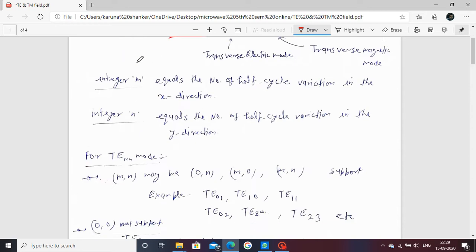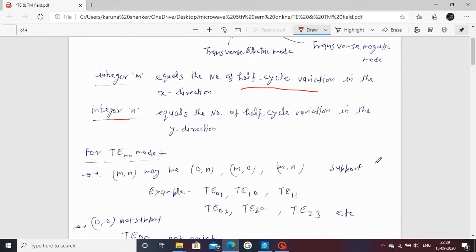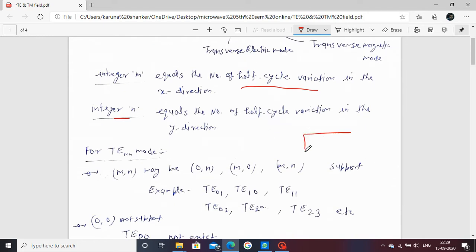Now, what is meant by the integer M? Integer M represents the number of half cycle variations in the x direction and integer N represents the number of half cycle variations in the y direction. What does this mean? Suppose there is a rectangular waveguide with a cross section area. Here this is the dimension of width and this is your height. Now represent it in coordinates: this is your x coordinate, your height is considered the y coordinate, and the length is considered the z coordinate.